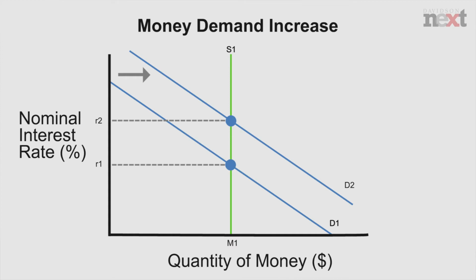As you can see here, when money demand increases, the demand curve for money shifts to the right, which changes the equilibrium in the money market. What happens to the nominal interest rate? It rises from R1 to R2.